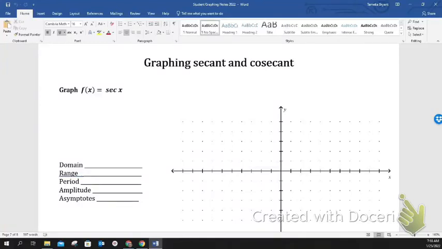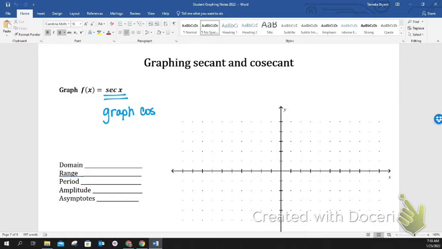So secant is the sister to who? Cosine, okay? So that's really important because in order to graph secant, I am going to graph the cosine wave. Okay, so I'm going to graph cosine, but I don't want you to connect the points. I just want you to plot the points for cosine, but don't connect it yet, okay?